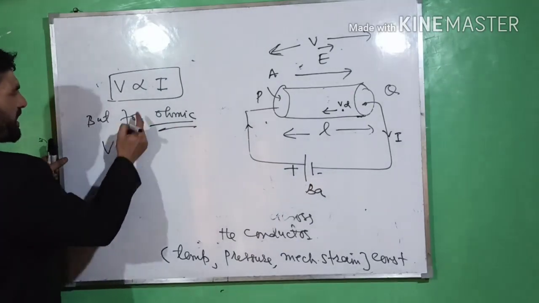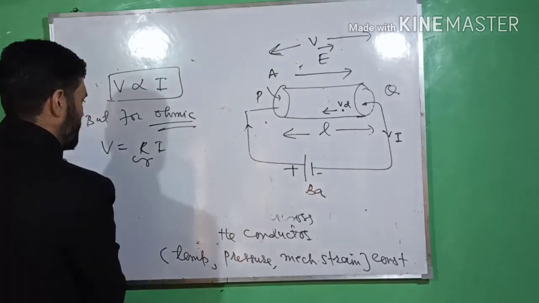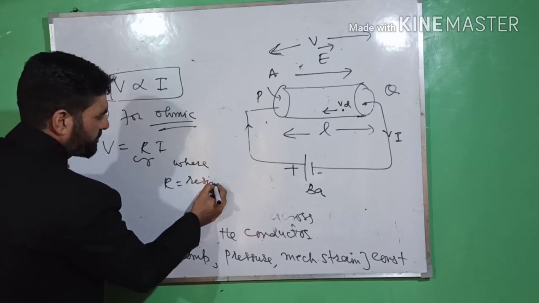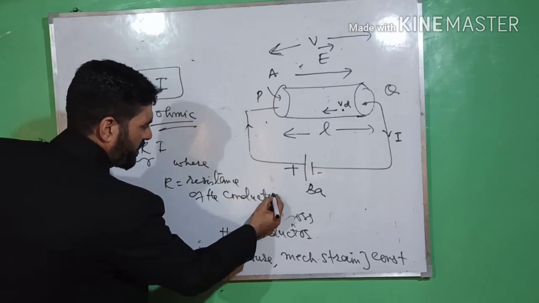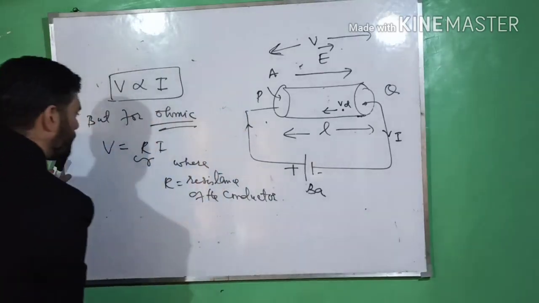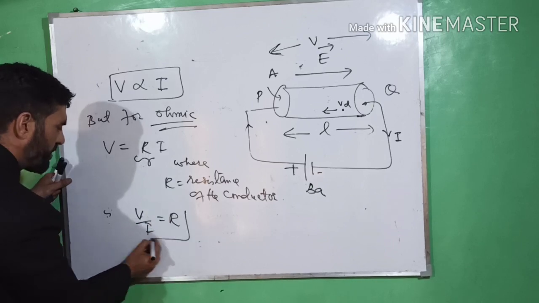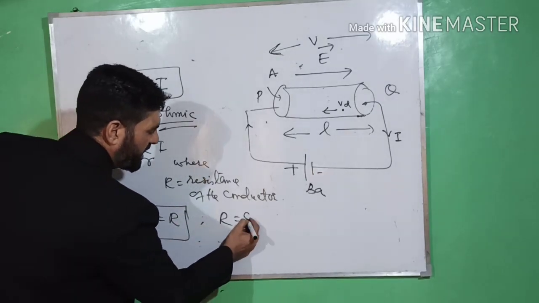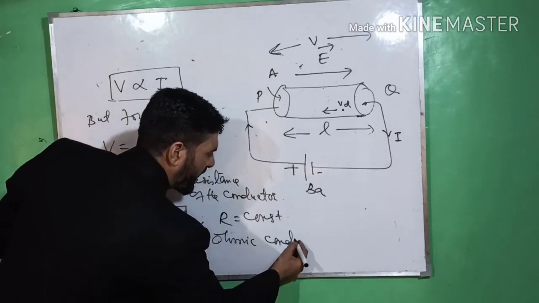So V is equal to, we will write beta here, RI, where R is the resistance of the conductor. For ohmic conductors this remains constant, where R is the resistance of the conductor. Therefore I am writing this thing, V by I is equal to R, but for ohmic conductors के लिए ये R रहता है बेटा कांस्टेंट, for ohmic conductors. And ohmic conductors are those which follow Ohm's law.